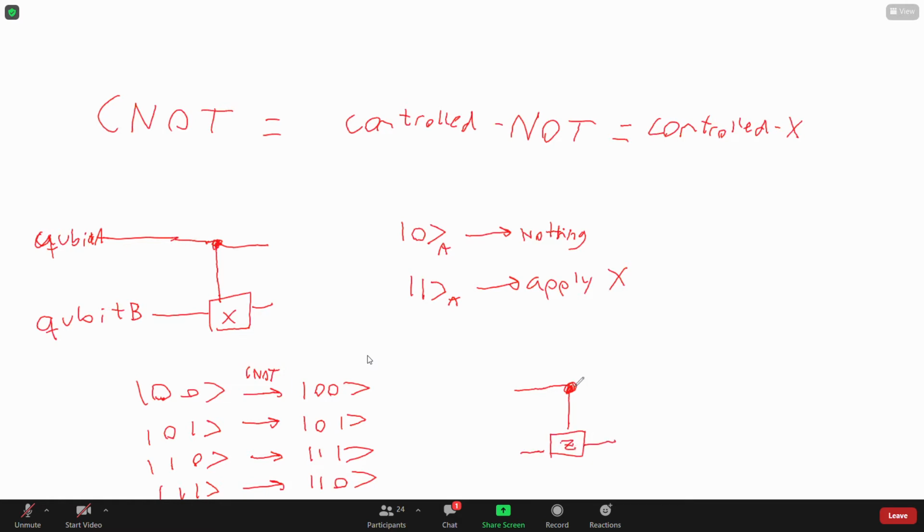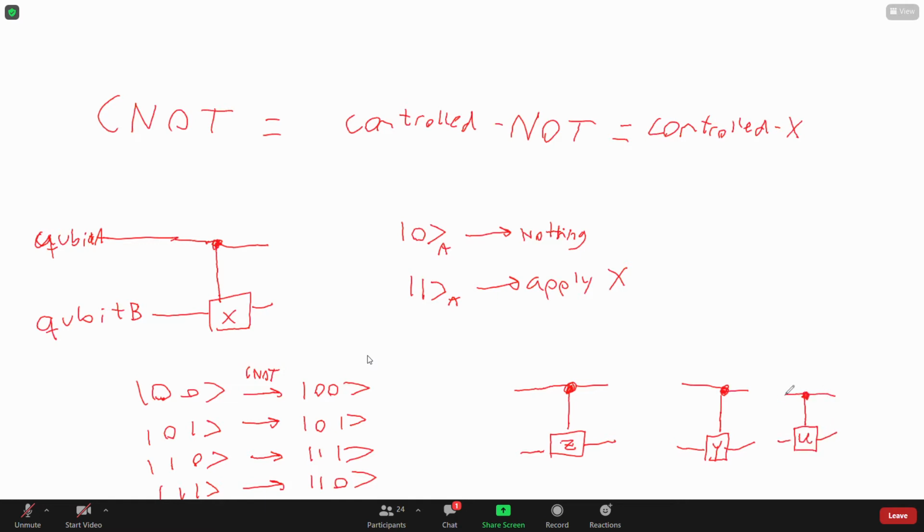That means that if the first qubit is in the 0 state, do nothing, and if it's in the 1 state, you do the Z on the second qubit. Or you can have a controlled Y. You will draw it like this. Or if you just have a random unitary U, you can also just have a controlled U like this.